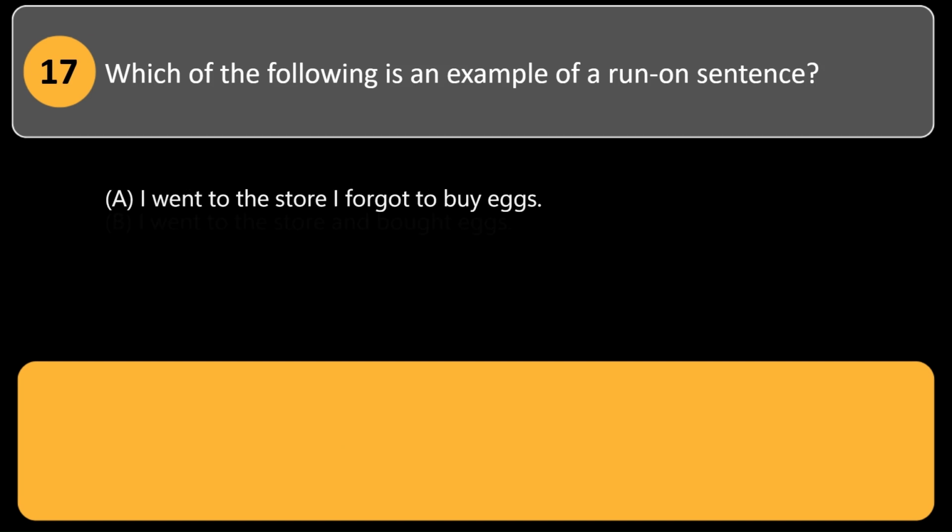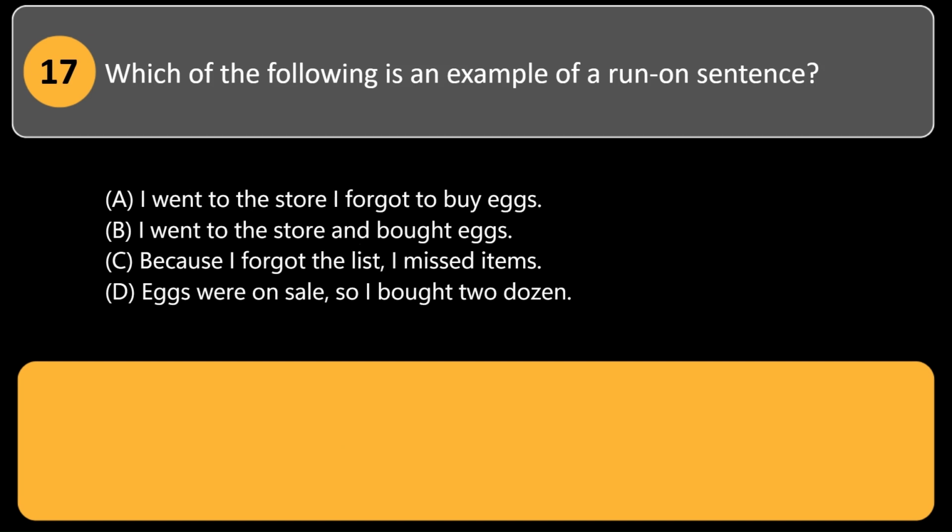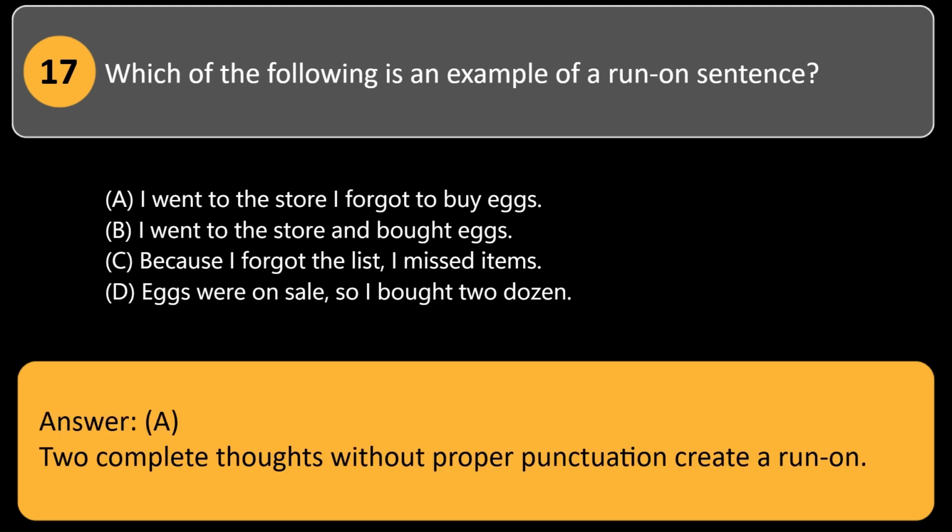Which of the following is an example of a run-on sentence? A. I went to the store, I forgot to buy eggs. B. I went to the store and bought eggs. C. Because I forgot the list, I missed items. D. Eggs were on sale, so I bought 2 dozen. Answer, A. Two complete thoughts without proper punctuation create a run-on.